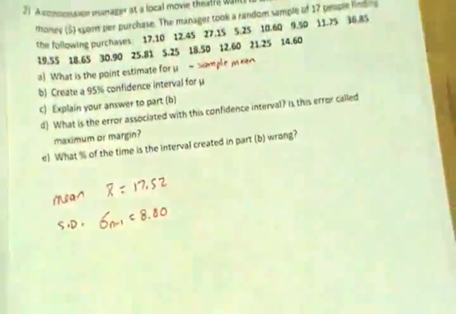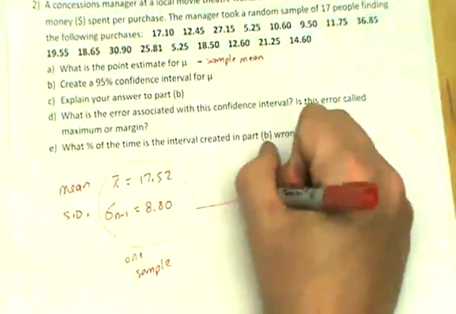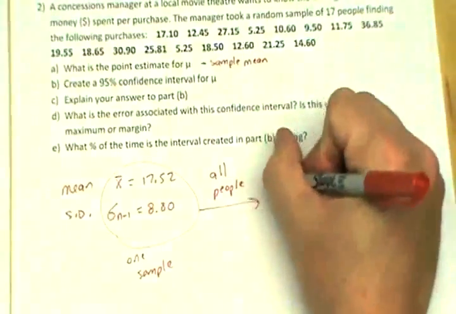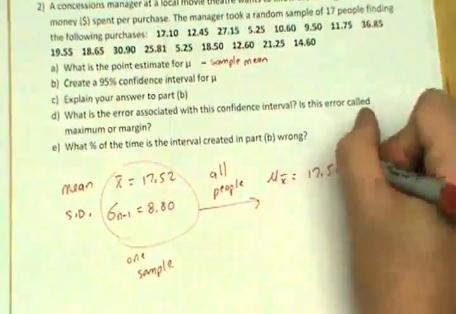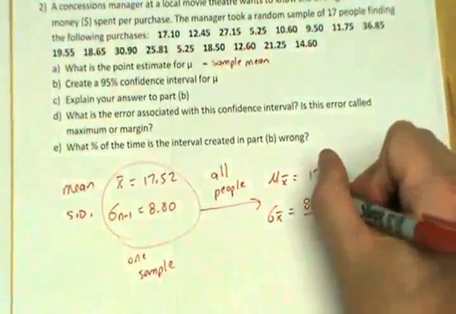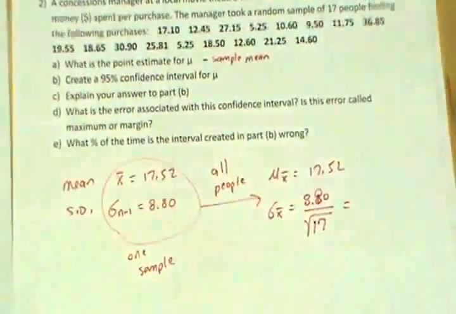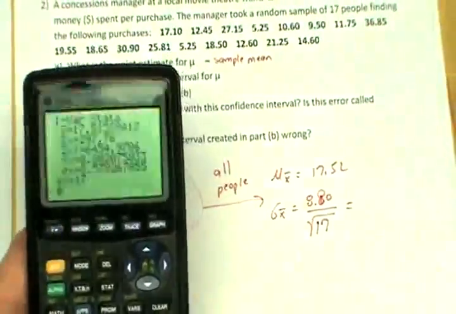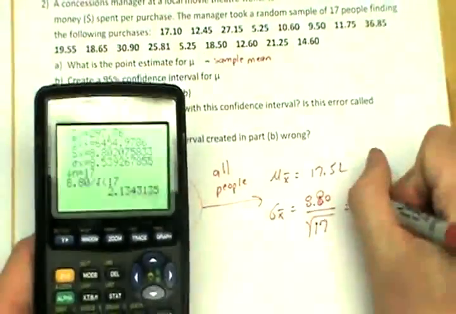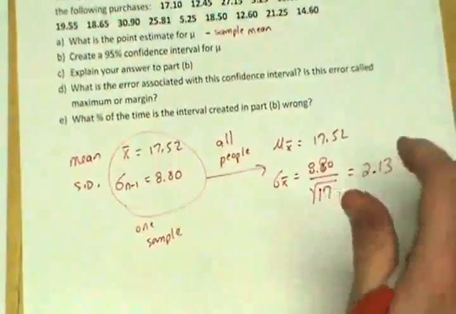So that's one sample. Now we want to predict for all people that are going to spend money at this concession. The mean of all people is still 1752, but the standard deviation is going to be the previous standard deviation of 8.80, divided by the square root of the sample size. So we take 8.80 and divide by the square root of 17. We're getting back 2.13. So that's our mean and our standard deviation that we're going to use for the question.